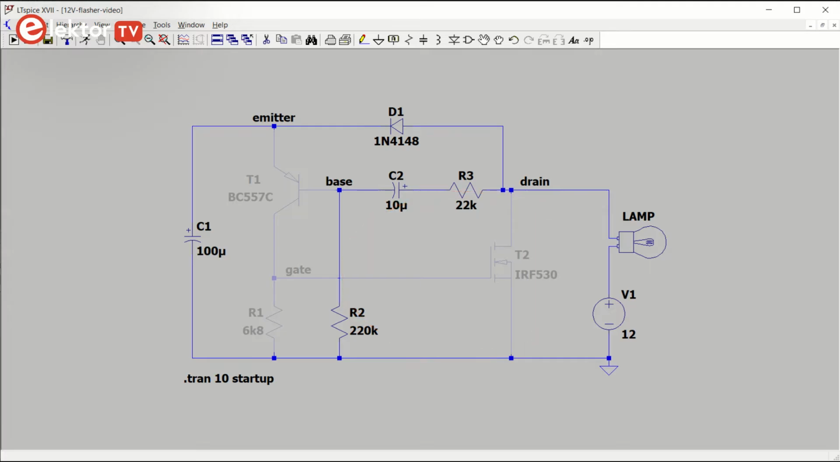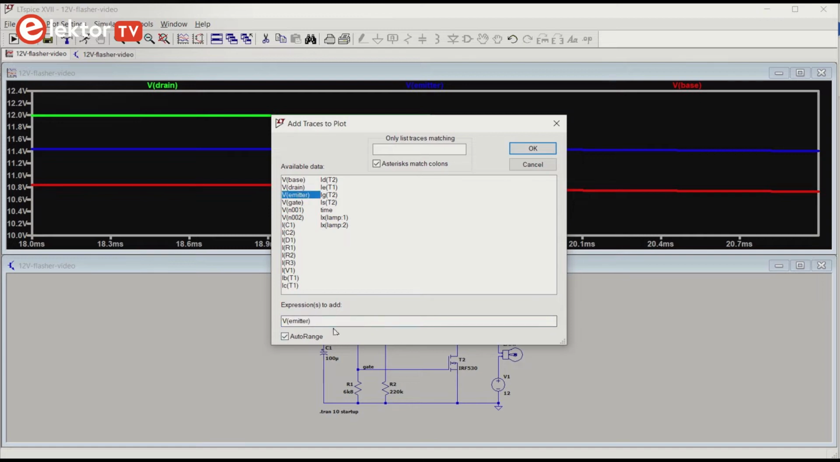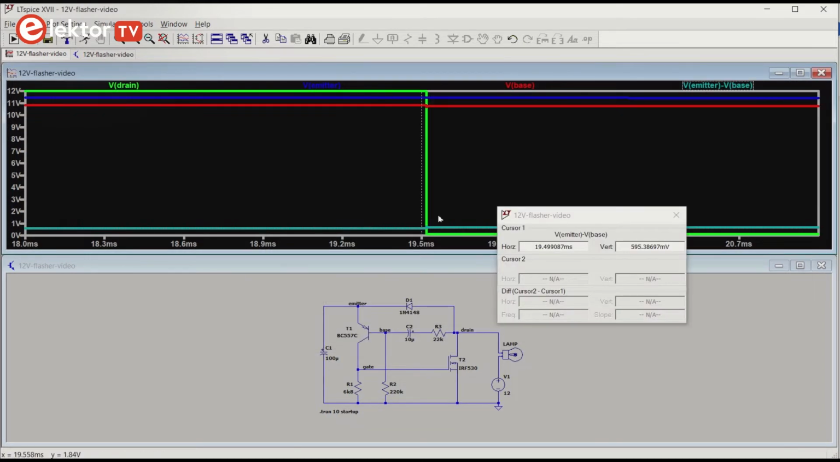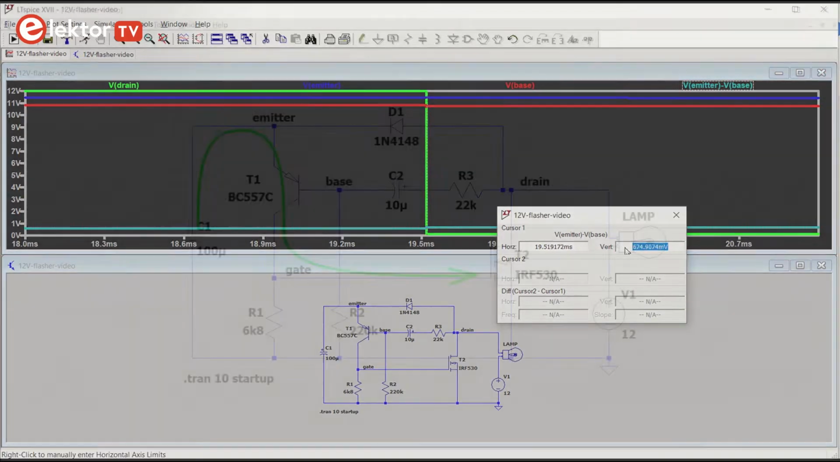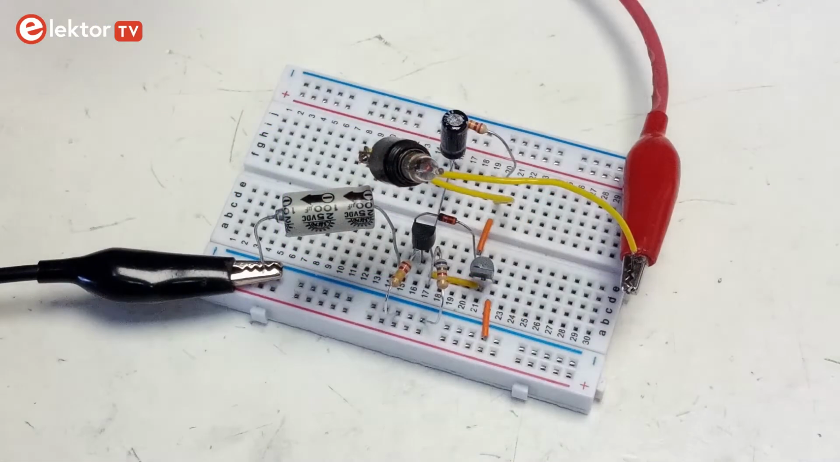So after the power supply has settled, the base voltage will start to drop while the emitter voltage still goes up. We can see that in LTspice if we zoom in a lot, or if we plot the difference between the emitter and base voltages. When the emitter voltage becomes about 0.6 volts higher than its base voltage, T1 starts to conduct. The voltage on C1 is now applied to the gate of T2 and it starts to conduct too. The lamp switches on.